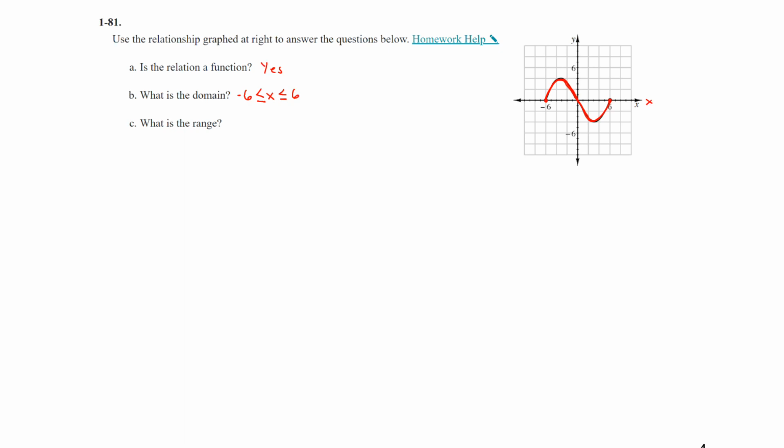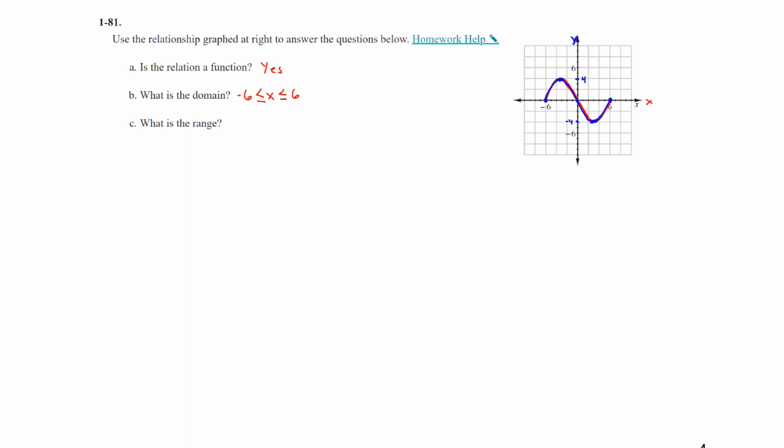For the range, same idea, but now we're looking at the y-axis. As I start, y is at 0. Then right here, y appears to be at 4. Then it goes back down, 0 again. Then it actually goes all the way down to -4, and then works its way back up to 0. When you're looking at your y, you're looking at how high the graph goes and how low the graph goes. On this one, it's between -4 and 4.